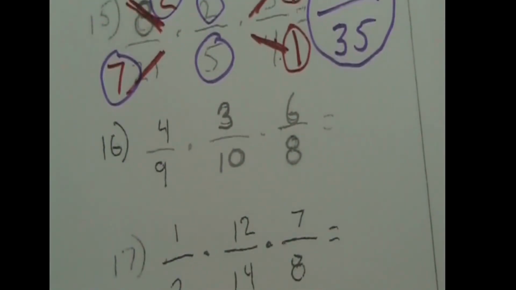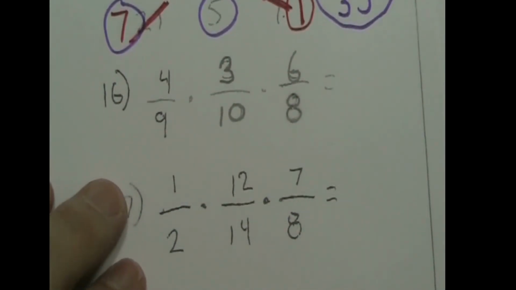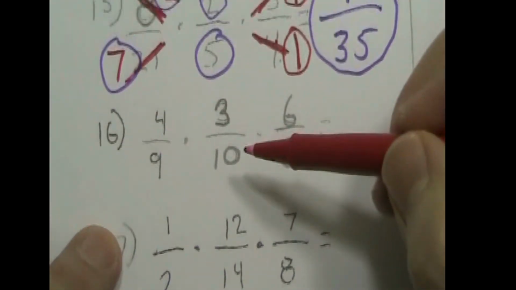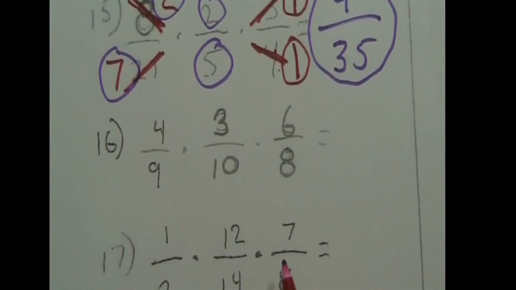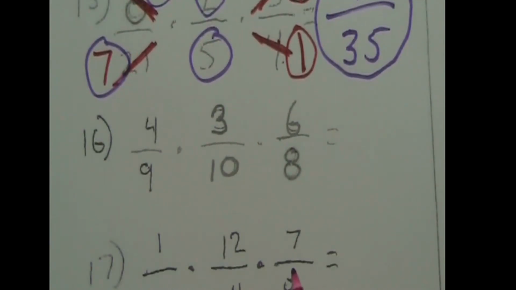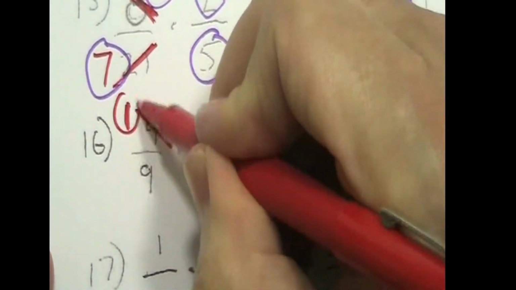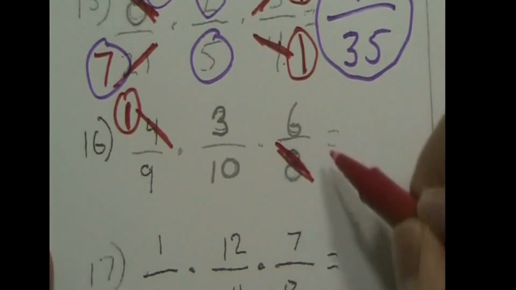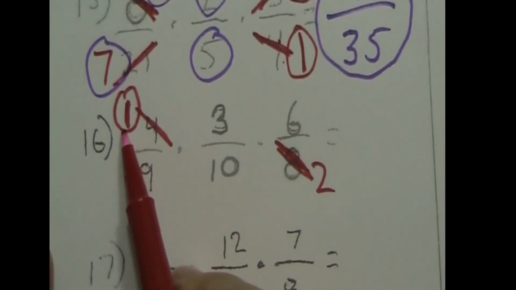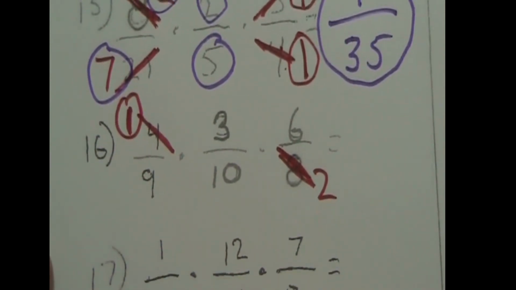Okay, next one, number 16. Let's see what we can reduce. We could do the 4 and the 8 right now if you want to. You could do 4 and 10 because 2 goes into both of those. Just zoom in a little bit. But I'm going to do the 4 and the 8. That way it'll make it a 1. 4 goes in here once. 4 goes into 8 twice. I know I can't reduce 1 anymore, so that's it.